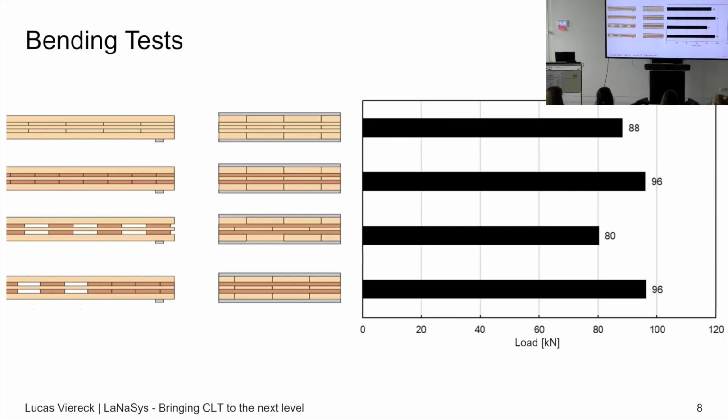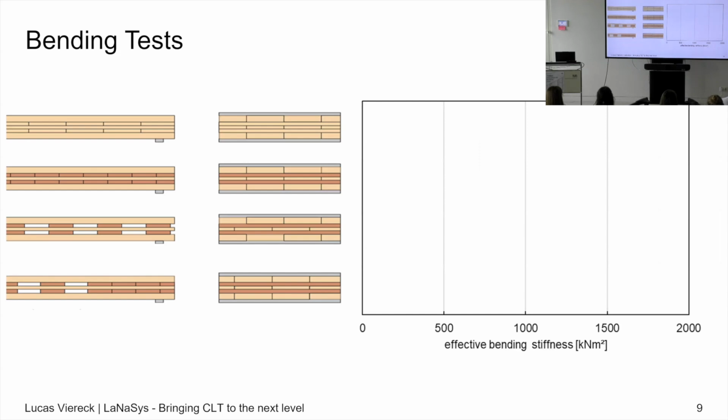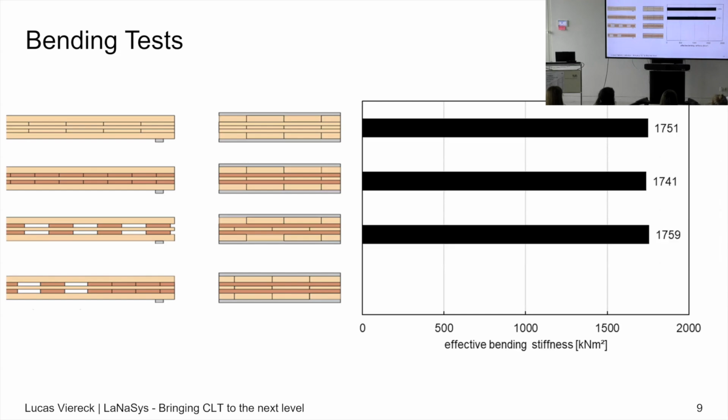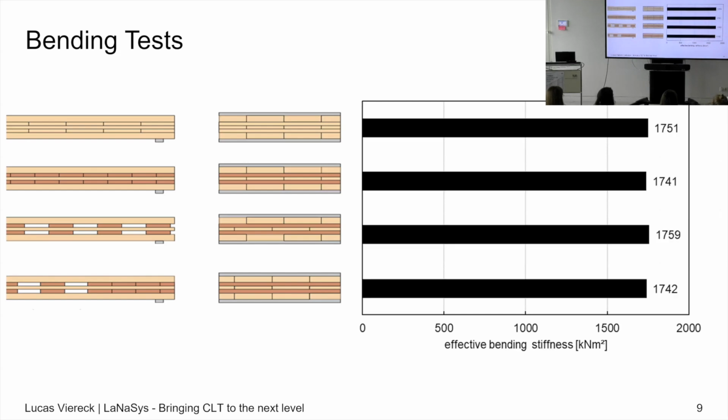But as I already said, the ultimate limit state is only half of the truth. The other half is the serviceability limit state, meaning vibration and deflection. And for this, we need the bending stiffness. So we also evaluated the bending stiffness. And as you can see here, bending stiffness of all the variants is more or less the same, which means we don't really have to worry about the serviceability limit state.